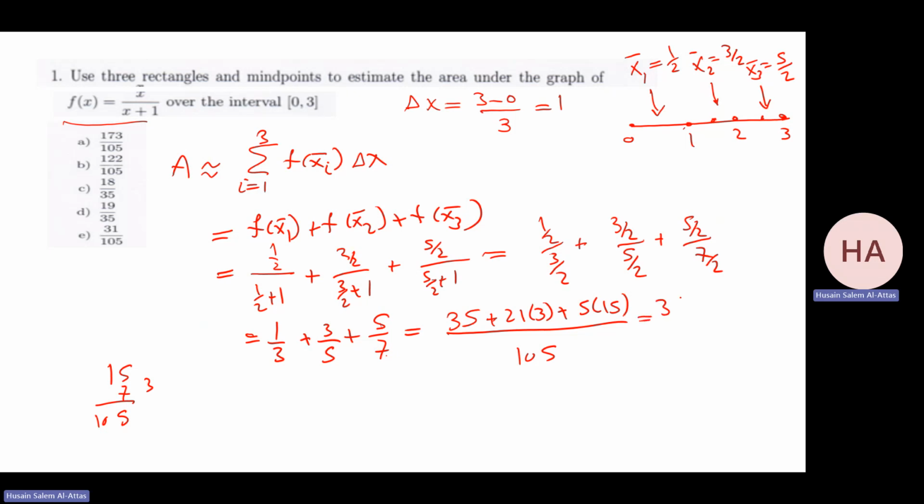That will be what? 35. That's 63. And that is what? 5 times 5, yeah, 75 over 105. That will be what? 35 plus 63 plus 75, that is 173 over 105, which is this. Yeah, it's a matter of calculation. Not difficult. It's a matter of calculation.